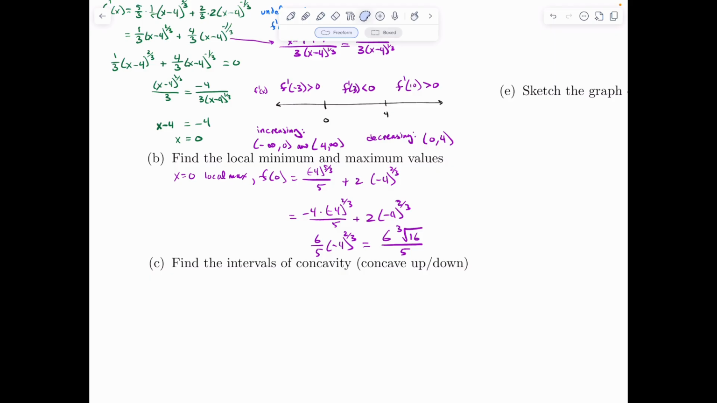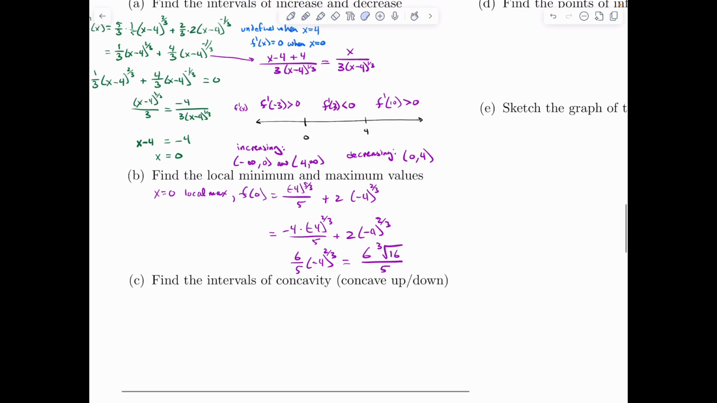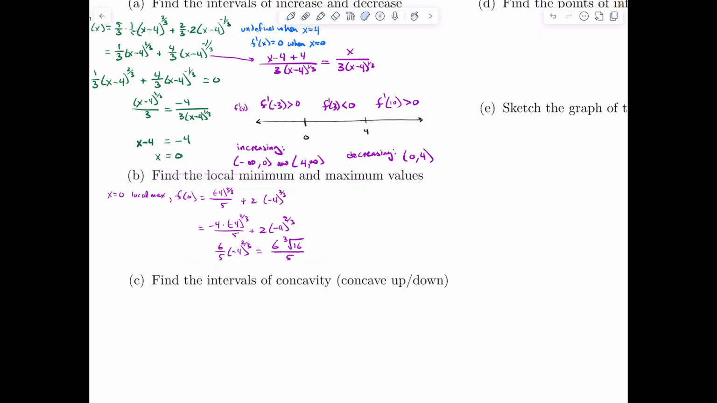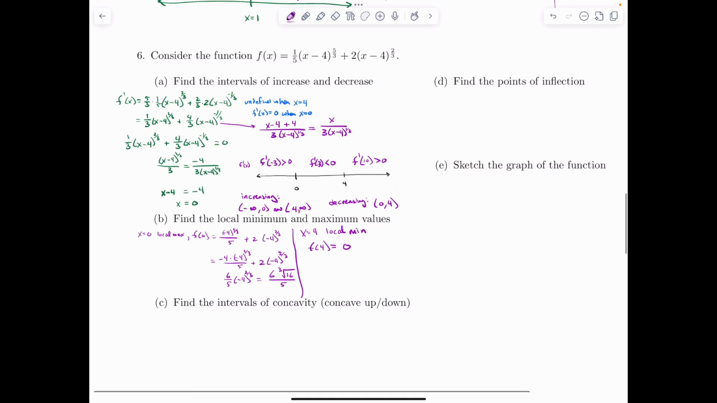Local minimum is much easier. That's at x equals 4. Let me just slide this over to make some room. So x equals 4 is a local minimum, and f of 4 is 0. That one's easy. You can hopefully do it in your head.